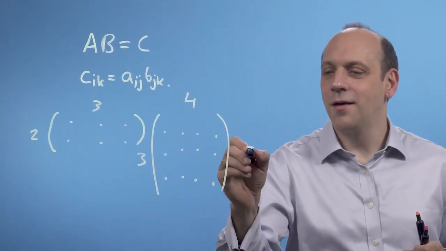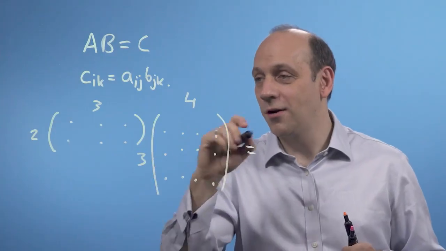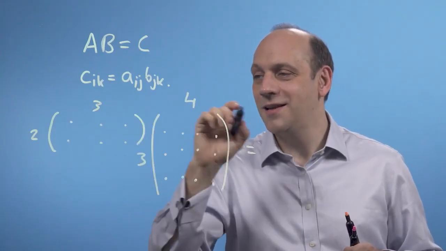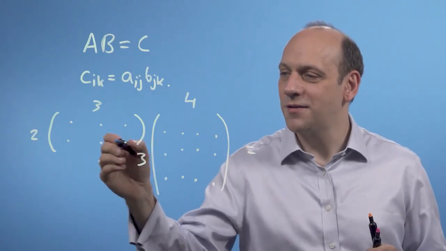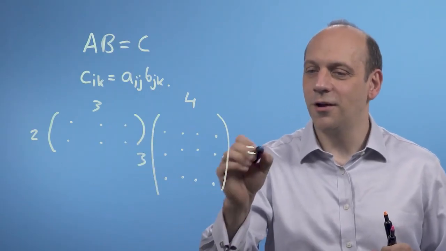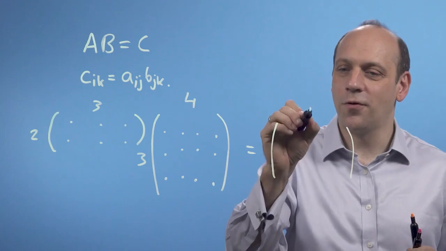And when I multiply those together, I'm going to go that row times that column. I've got the same number of j's in each case. And then I'm going to be able to do that for all of the possible columns. So I'm going to get something with 4 columns.